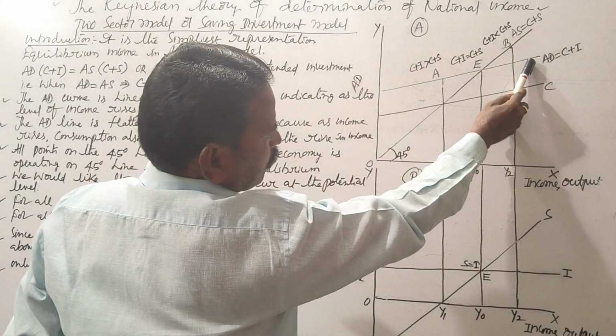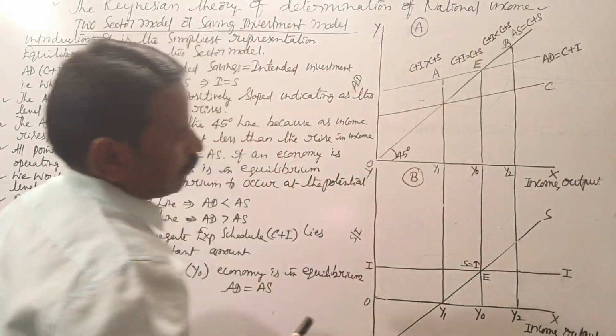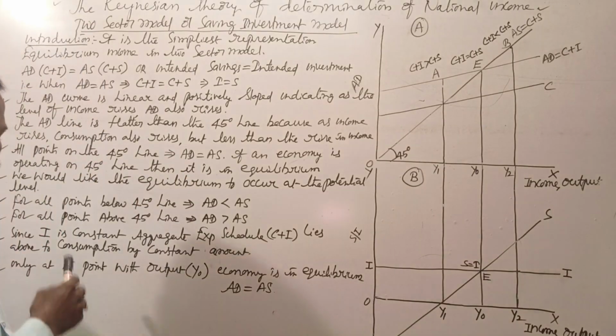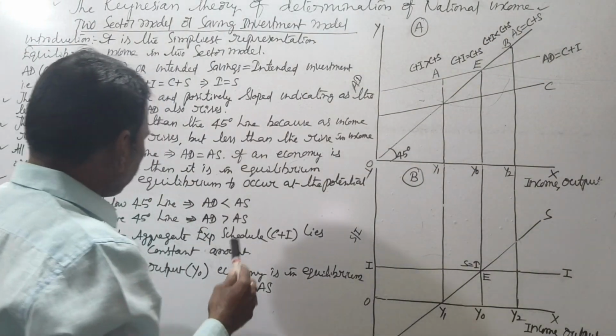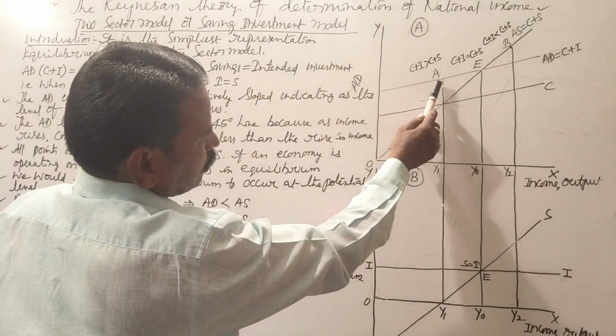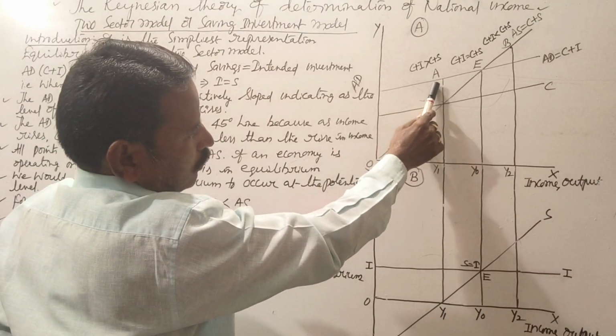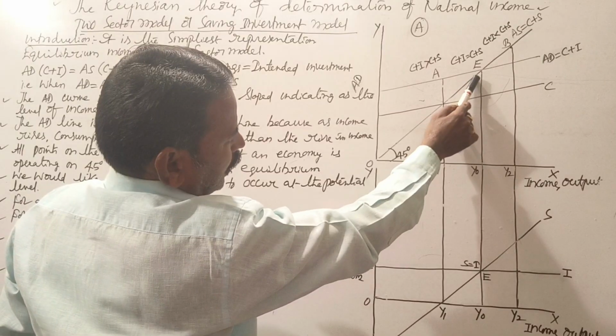This is aggregate demand, this is aggregate supply. Aggregate demand is less than aggregate supply for all points above the 45-degree line. This is the 45-degree line.